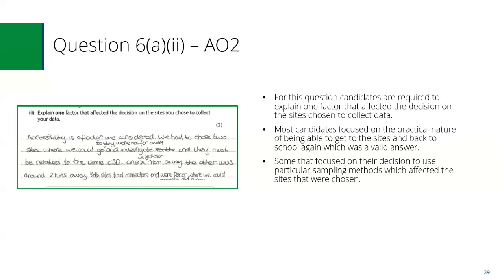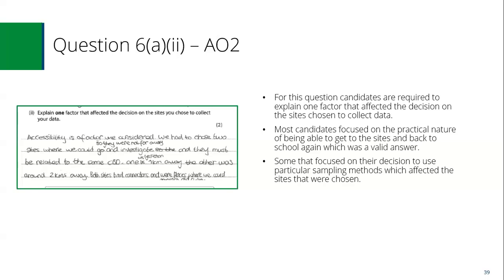So we start with explain one factor that affected the decision on the sites you chose to collect your data. Most candidates focused on the practical nature of being able to get to the sites and back to school again, which is a valid answer. Some focused on their decision to use particular sampling methods, which affected the sites that were chosen as well. So some good understanding here.